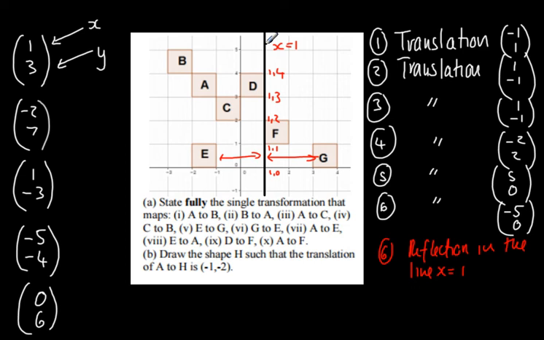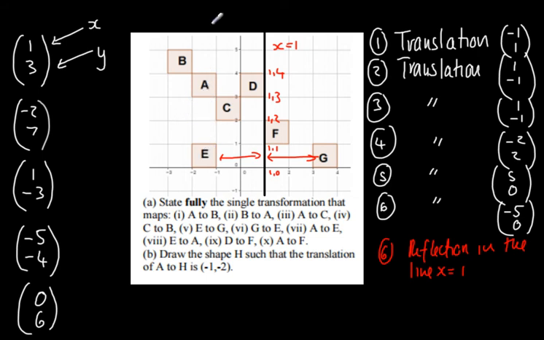Lines x is equal to 1, x is equal to 5, and so on and so forth are vertical lines. The lines y is equal to 1, y is equal to 5 are going to be horizontal lines. So that's a nice one just there. A to E, well, let's look at A to E. A to E is a translation. So we've gone 1, 2, 3.